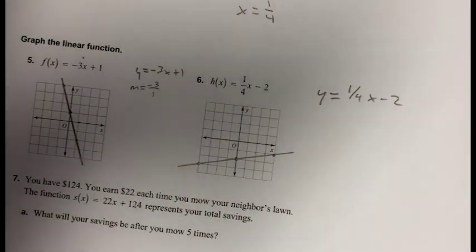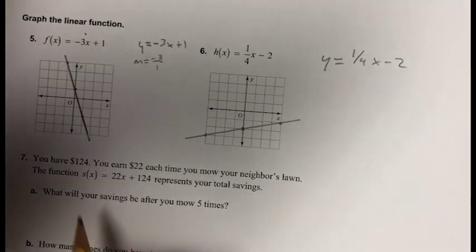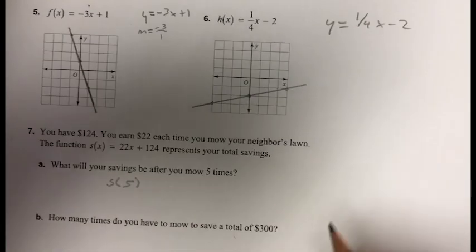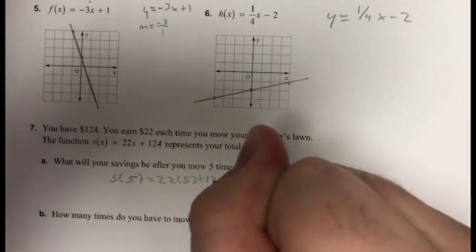You have $124. You earn $22 each time you mow your neighbor's lawn. Here is the function. S of x is equal to 22x plus 124, and that represents your total savings. What will your savings be after you mow 5 times? Well, you know that x is going to represent how many times you mow because it says 22 each time you mow. So all you're going to do is S of 5 is equal to 22 times 5 plus 124.